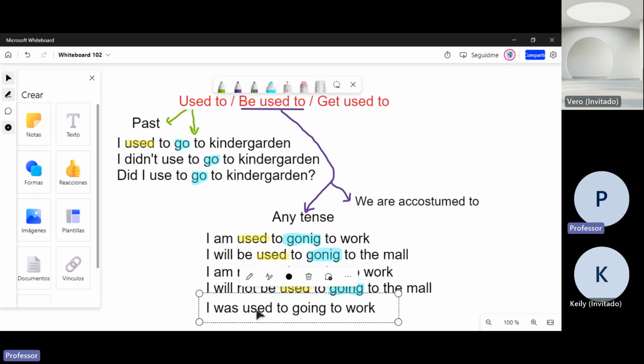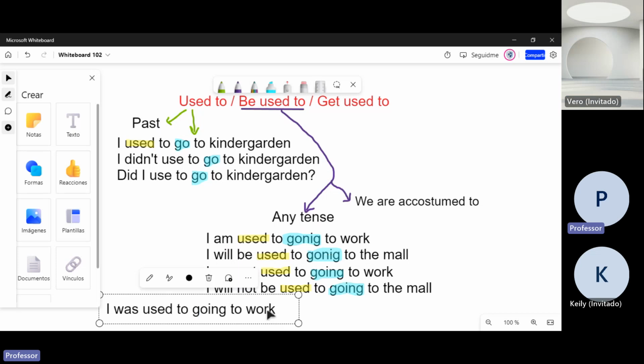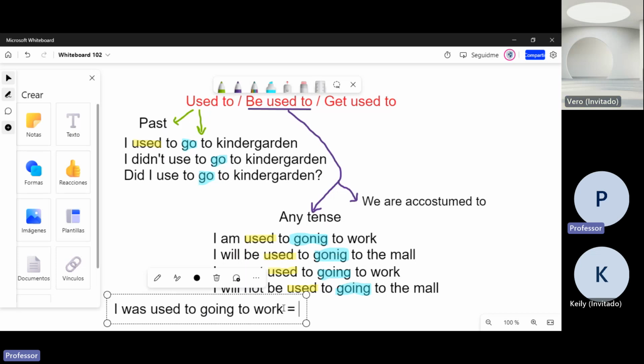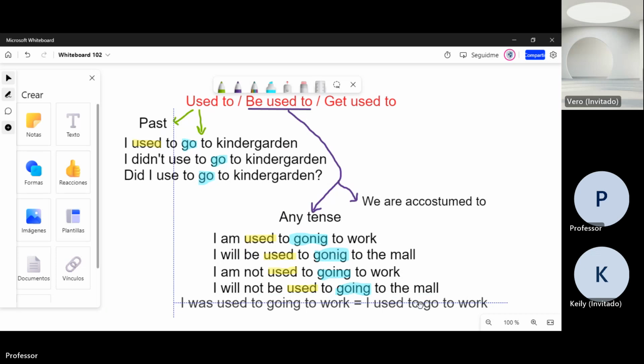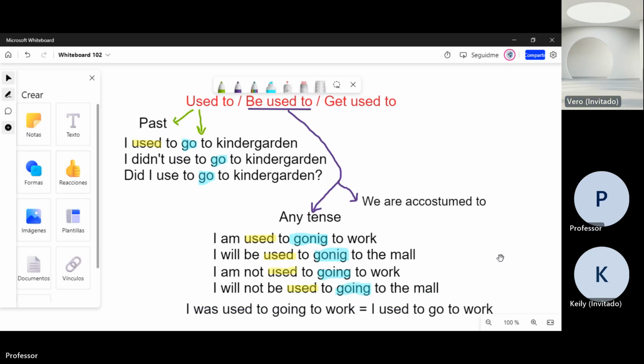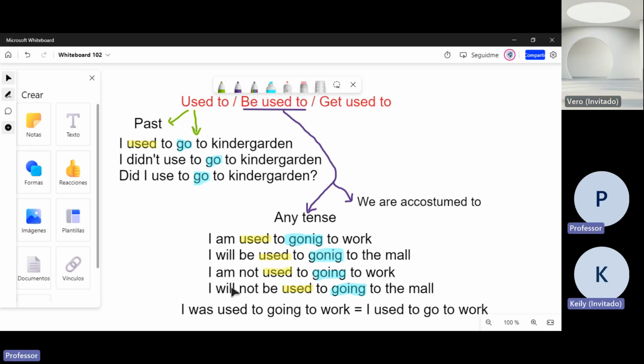And basically, this sentence, I was used to going to work, would be exactly the same as if I said I used to go to work. Okay. Girls, questions? No. That's good. In future, for example, I will be used to going to the mall. The translation in Spanish is acostumbraré. Yes. That's right. Okay.